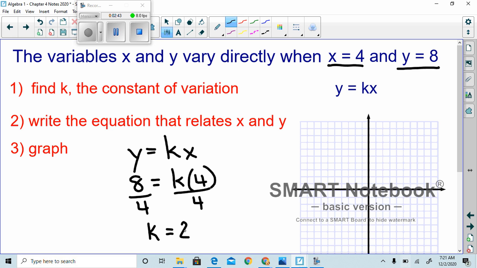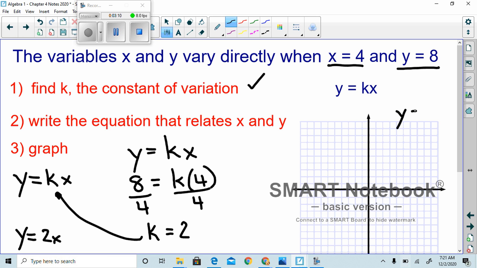All right, so we've solved this. Find the value of k. K is equal to 2. Second thing, write the equation that relates x and y. How do I go about doing that? I go back to the model, y is equal to kx, and now I'm going to take that k and put it right into the model. What does that give me? Y is equal to 2x. And there's my model of direct variation: y is equal to 2x.